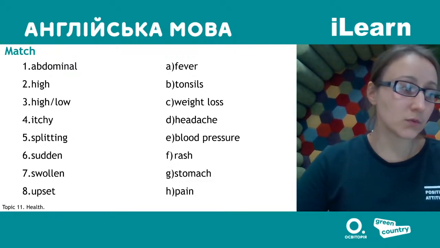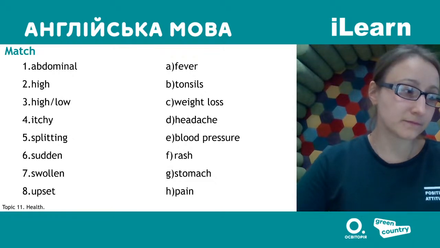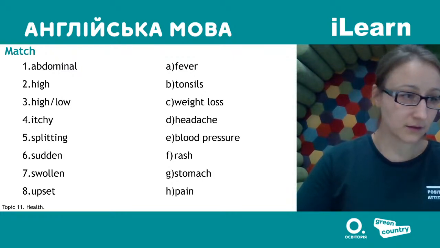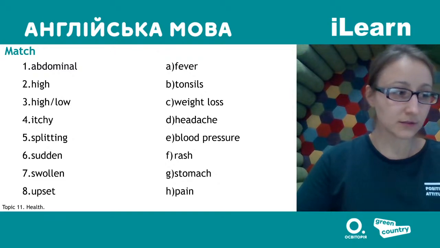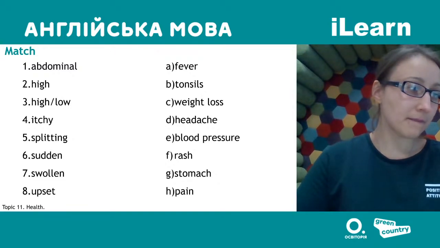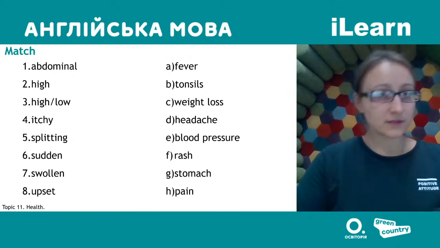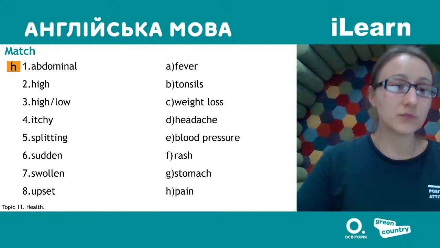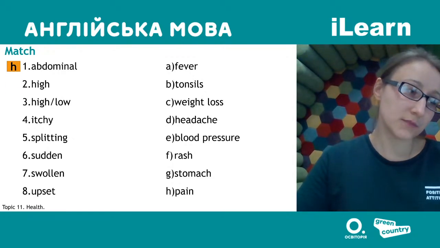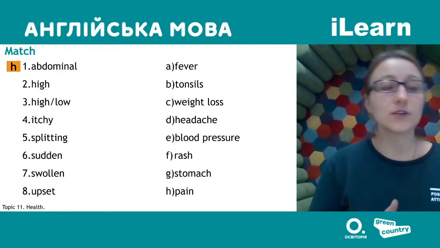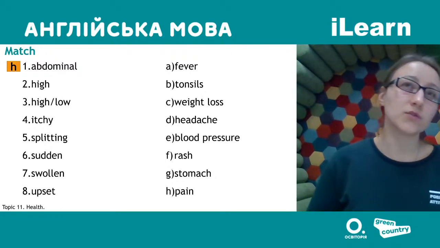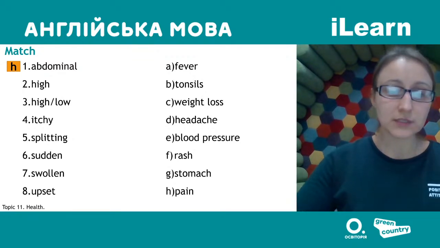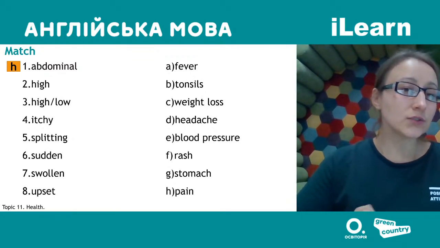So what word collocates with abdominal? Abdominal, number 1. Abdominal, that's something about your stomach. Yeah, that's H. Abdominal pain. Біль в животі. Yes, how would you say біль в животі? Yeah, you can say, of course, stomach ache if it's more about stomach, but you may say abdominal pain. Great. Let's go to number 2.